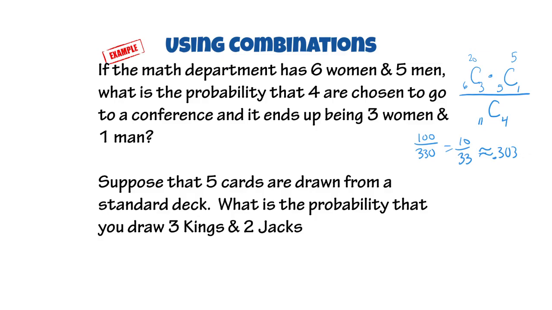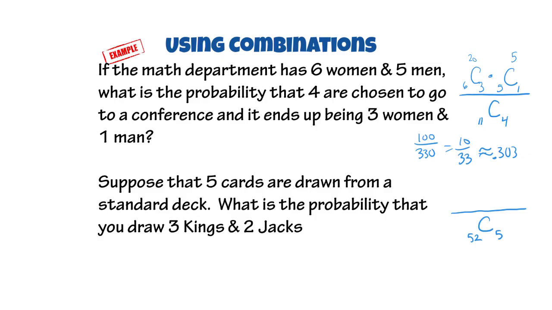And I'm just getting 5 cards. I'm going to think that this is probably unlikely, that I pick 5 cards and this is exactly what I get. But let's see. This is actually very, very similar to the math department going to a conference. We start with our denominator. How many cards are there? 52. How many am I choosing? 5.